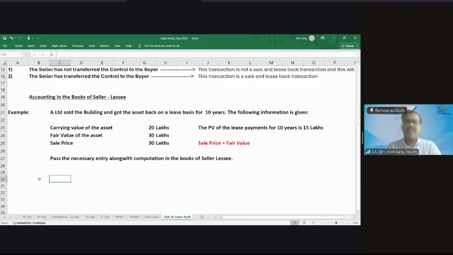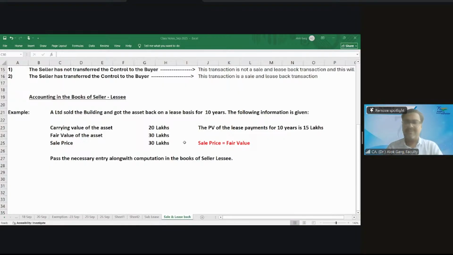So friends, in this question, the carrying value is 20 lakh. The sale price is 30 lakh. So what this seller lessee is getting is 30 lakh. But what is he paying? Not 15 lakh on the day one, rather on the commencement date, the present value of lease payment is 15 lakh. Now, what is the accounting entry? What are the numbers in case of seller lessee in this example?